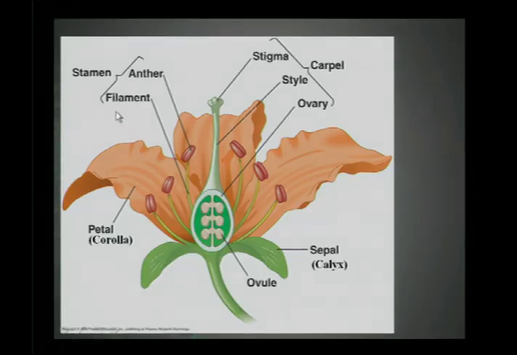The male reproductive organ is called the stamen, and there are two parts to the stamen: the filament, which is basically a support structure, and the anther. And it's within the anther then that the pollen grains are produced. So that would be the male reproductive organ.